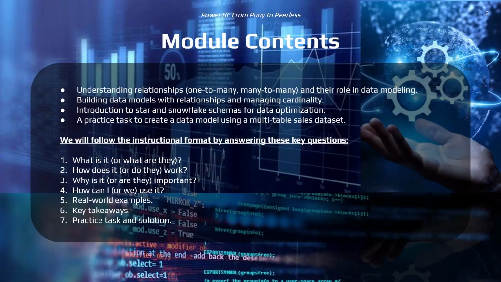Throughout this module, we will cover essential topics to help in understanding relationships, one-to-many and many-to-many, and their role in data modeling, building data models with relationships and managing cardinality, introduction to star and snowflake schemas for data optimization, and we will have a practice task to create a data model using a multi-table sales dataset.